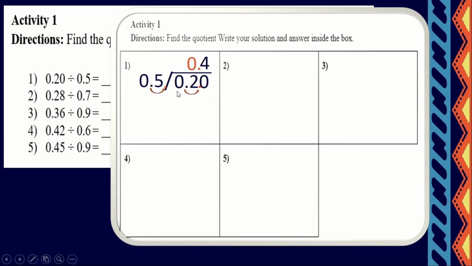So 20 divided by 4, we have 4. 4 times 5, we have 20. 20 minus 20, we have 0. So the answer is 0.4. Okay, so just remember, without the solution, I won't check your answer.